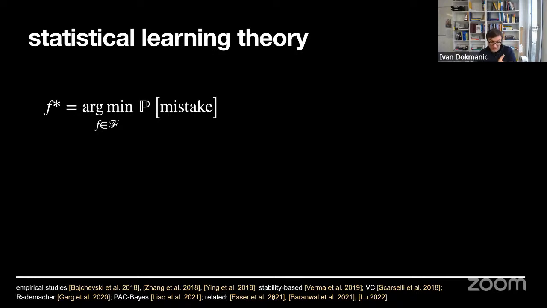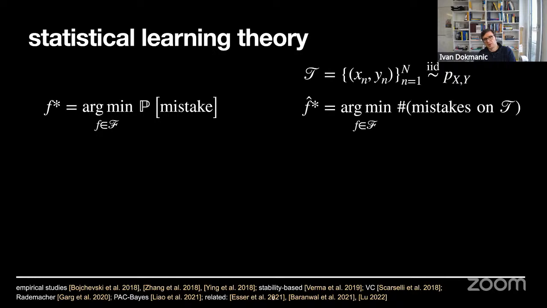Unfortunately, we don't know this probability distribution. Even if we did know it, which we never do, it would not necessarily admit easy optimization. So in general, we try to minimize the number of mistakes our function makes on some data set with some labels. Certainly this function here, f hat star, will have a probability of mistake, by definition, larger than the probability that f star makes a mistake.